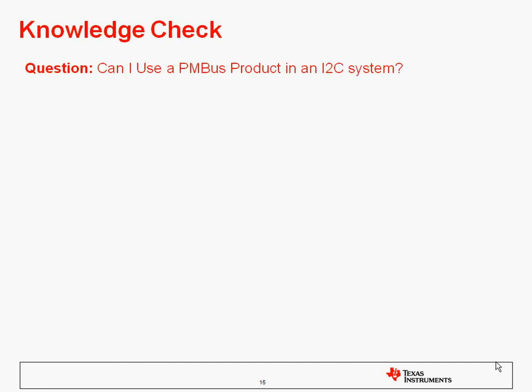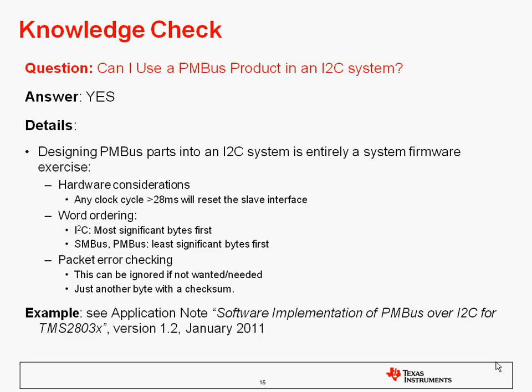So, quick knowledge check. Can a PMBus product be used in an I2C system? And the answer is yes. So if you have an I2C system and you're looking at using a PMBus part, there are only a few things you have to be careful of. From a hardware perspective, you just have to be careful of clock cycles greater than 28 milliseconds, as it will reset the slave interface. From a word ordering perspective, you need to put the least significant byte first, which is opposite of the I2C, but that can be handled rather readily. And then on the error checking, if you don't want it, you can just ignore it. It's just another byte that you can either choose to service or choose to ignore.